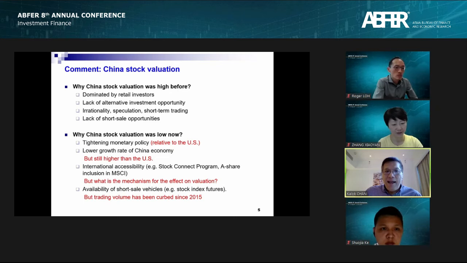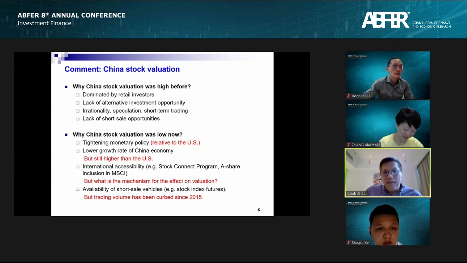However, what we have observed is that China stock valuation has now become lower. It was not that low, but it was definitely lower than before. What can really be the reasons? The first is tighter monetary policy. It's not as tight, but relative to the US, it's still tighter. Second is the lower growth rate of the China economy. When I say lower, it's still high. It's not double digit, but it's still higher than the US. So in that sense, it might not be able to explain why the China valuation is lower than the US.